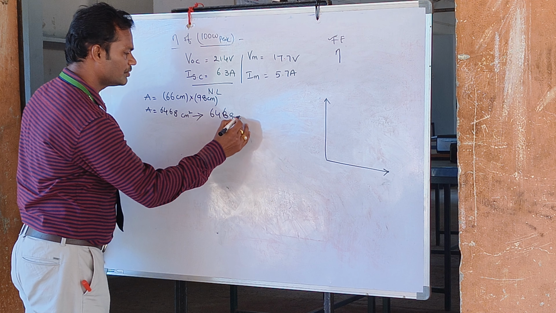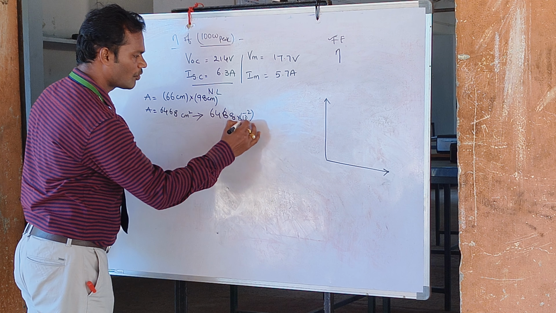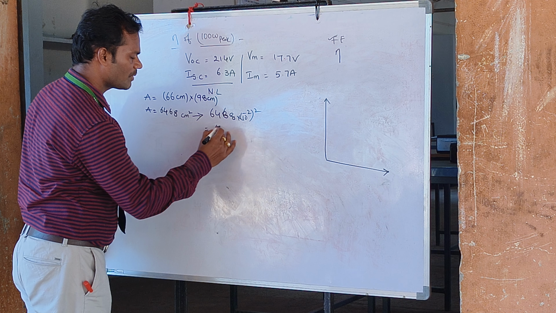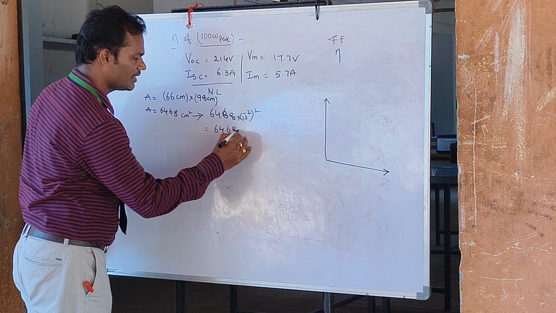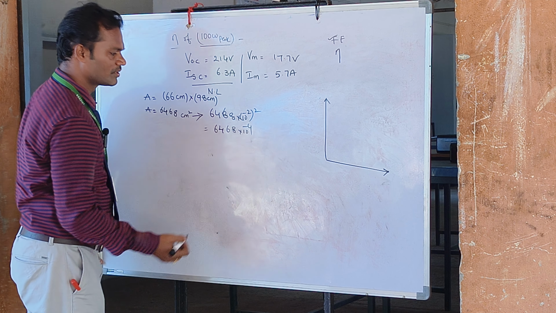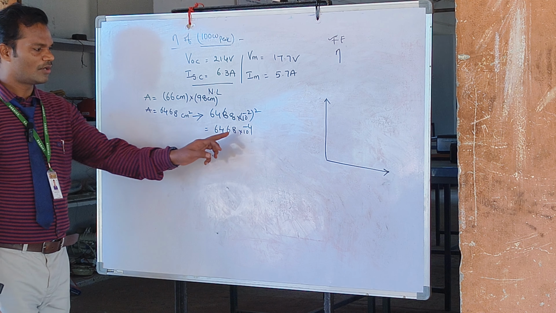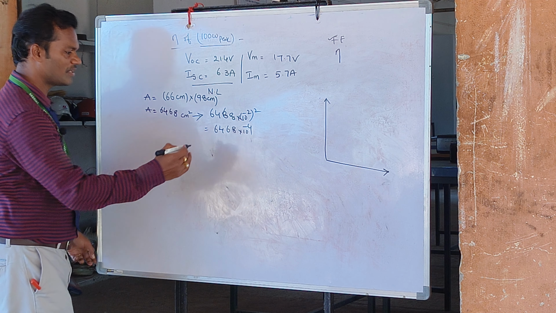6468 into 10 to the power minus 2 whole square. So therefore this will result in how much? 6.468 into 10 to the power minus 4. So minus 4 means what will happen? How many zeros are there? 1, 2, 3, 4. This is how much?